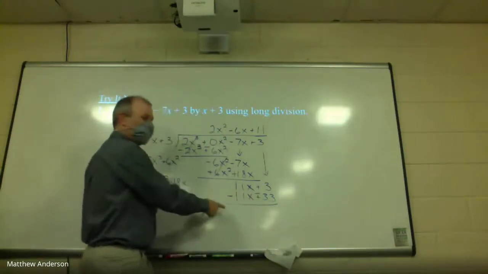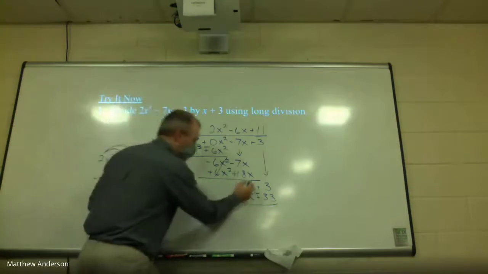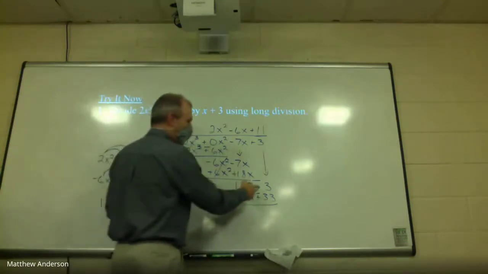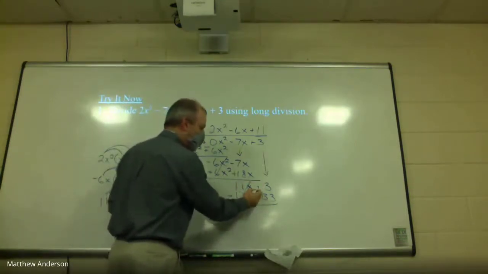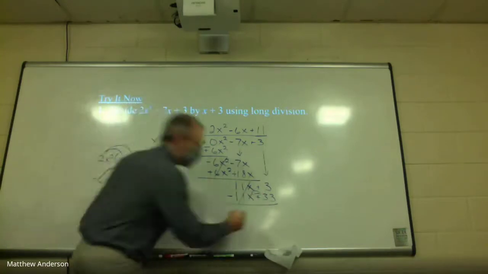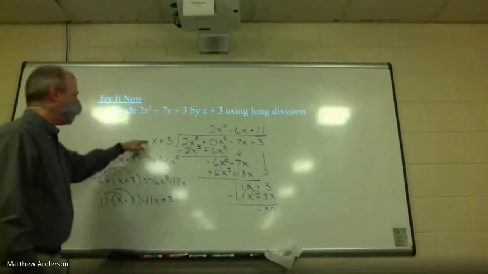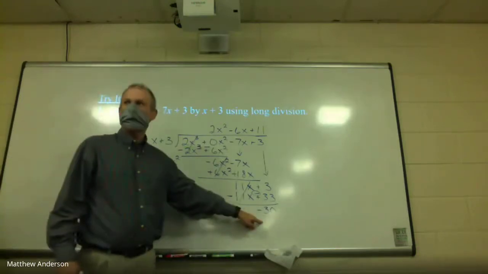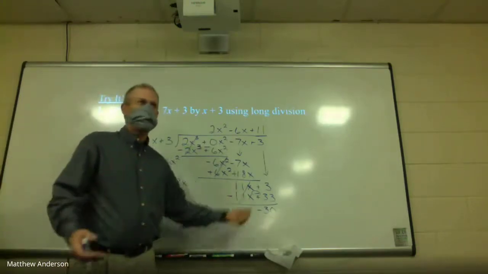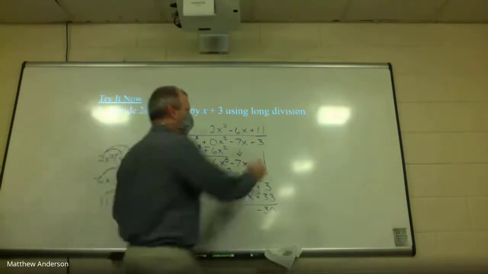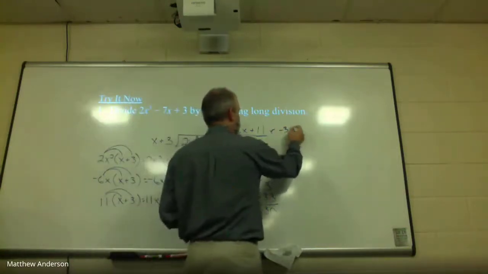The 11x's, will they cancel? Yep. One's positive, one's negative. Now we have 3 minus 33. So that is negative 30. Can I make x into negative 30? No. So we've got to stop. So what do we know about this negative 30? This is our remainder, negative 30.